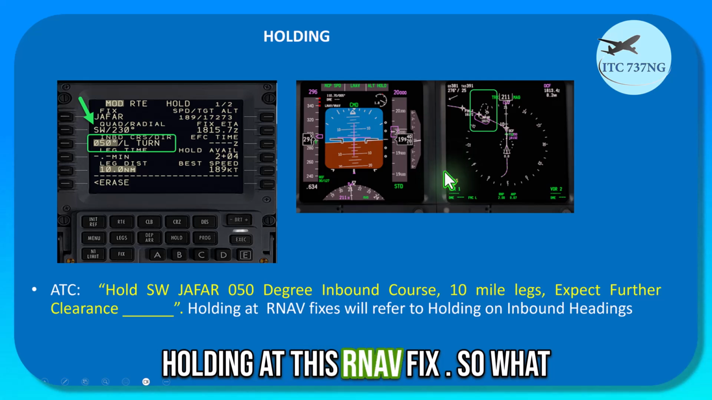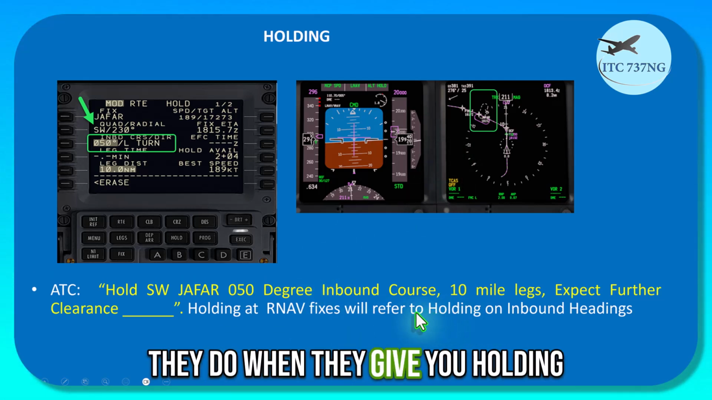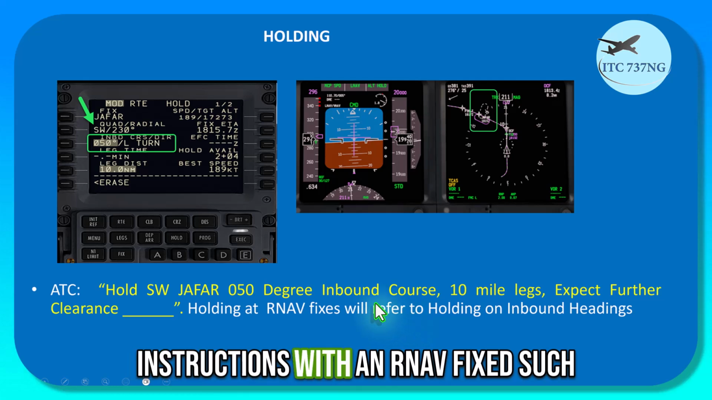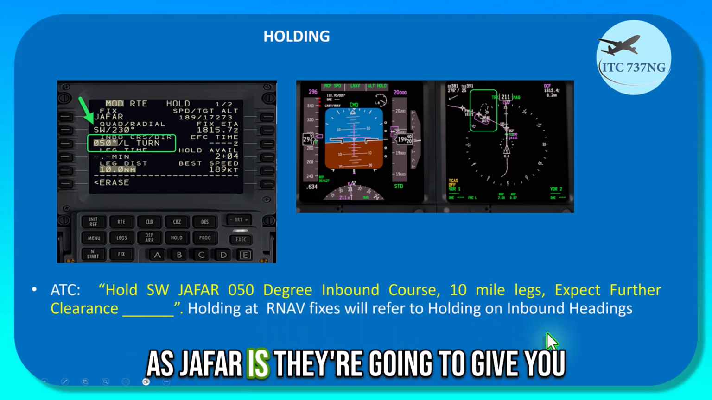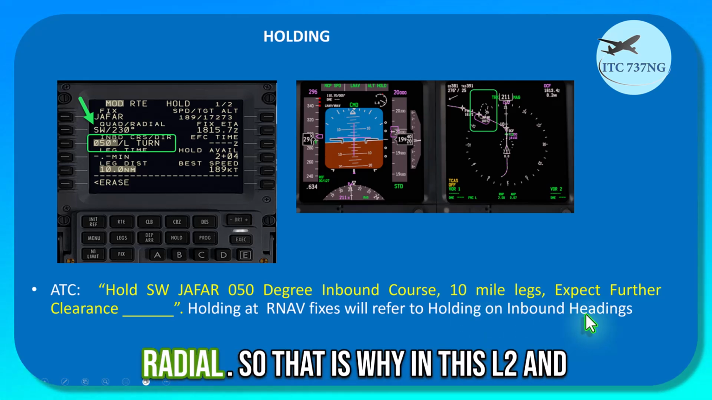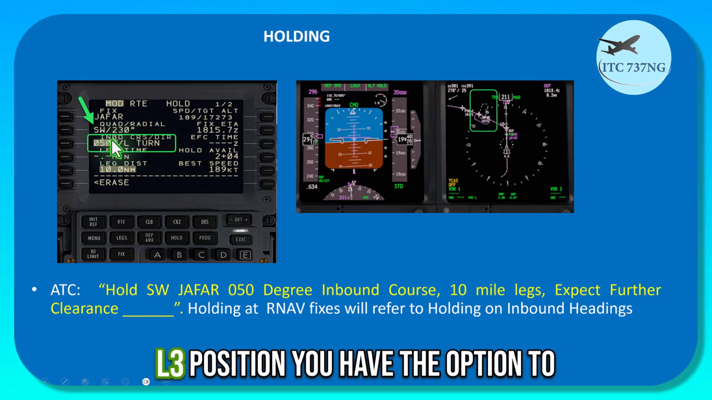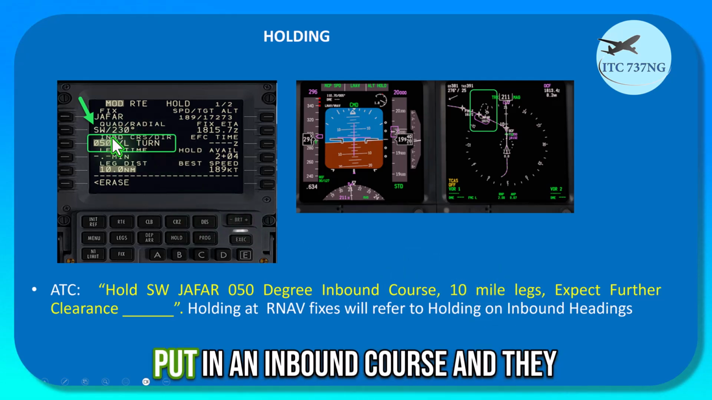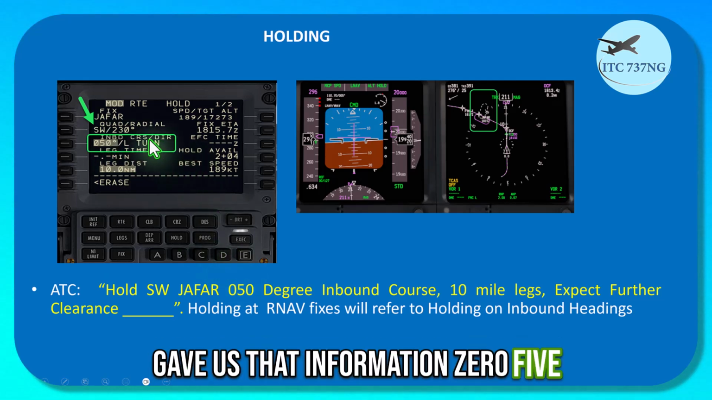This is an RNAV fix. So what they do when they give you holding instructions with an RNAV fix, such as JFAR is, they're going to give you an inbound course to hold on, not a radial. So that is why in this L2 and L3 position, you have the option to put in an inbound course, and they gave us that information, 050.